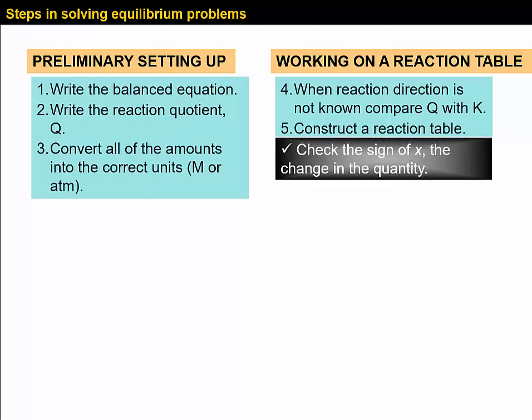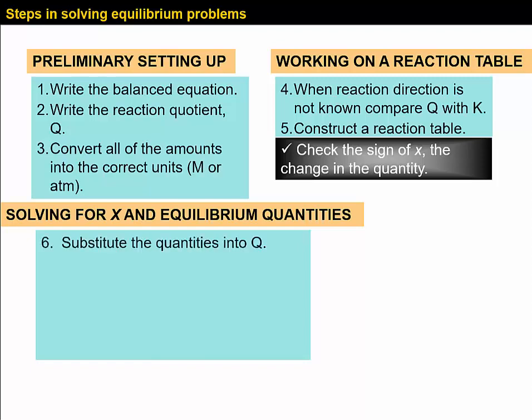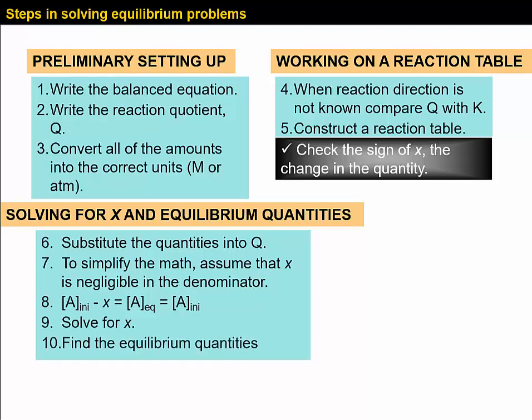Check the sign of X, the change in the quantity. Make sure you're taking away from the right part and adding to the correct part. And that you're going to need to check with step 4, making sure that you're going the right way. Solve for X and our equilibrium quantities. 6, substitute the quantities into Q. So combine your I and your C lines to give you your equilibrium lines.